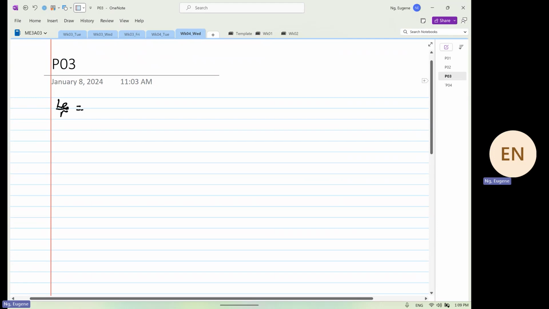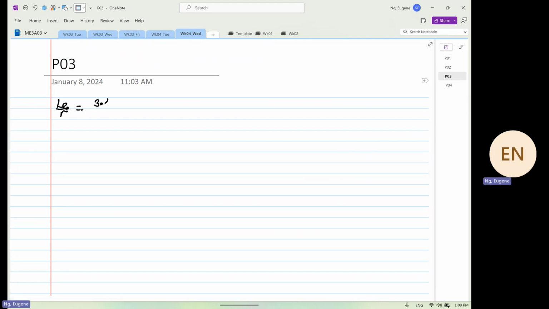So our LE is 3.8. Now remember to convert all this into meters, okay? 34.8 times 10 to the power minus 3. So 3.8 divided by 34.8 times 10 to the power minus 3 is equal to 109.2. Okay, 109.2. And then the next one is EC over R squared.